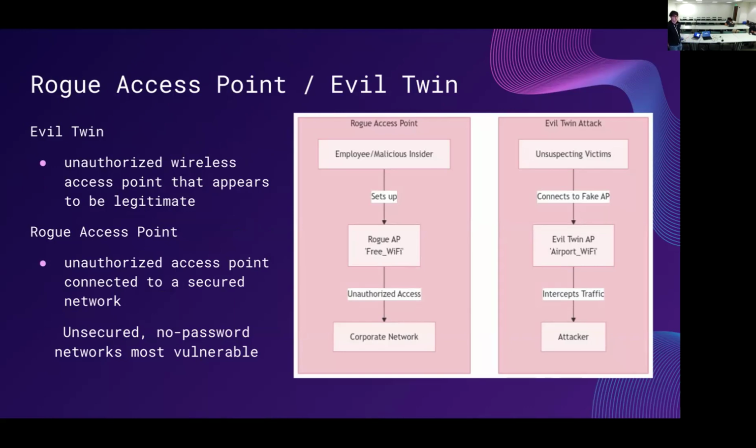setting up a rogue access point or evil twin attack, where you set up a fake hotspot with the same name as the hotspot you're trying to emulate, and you can intercept traffic that way. You trick people into connecting to your hotspot instead of the real one, and then you can intercept all the stuff going through. The most vulnerable are those free Wi-Fi networks without a password, because anyone can set up a network like that and mimic it. There's no authentication going on.